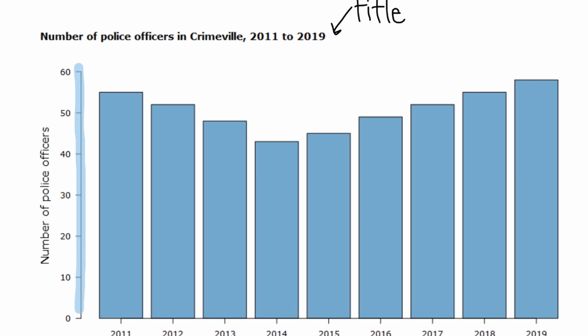Over here on the left, we have the y-axis, and we have y-axis labels. So the labels here tell us that what we're measuring on the y-axis is how many police officers there were.